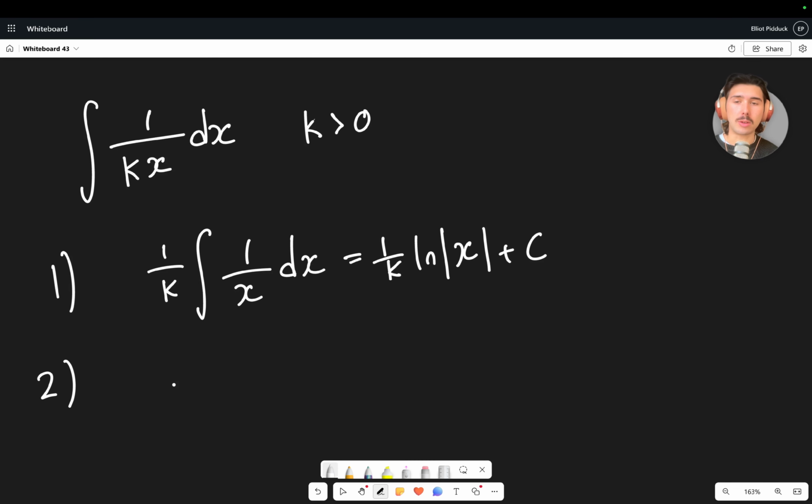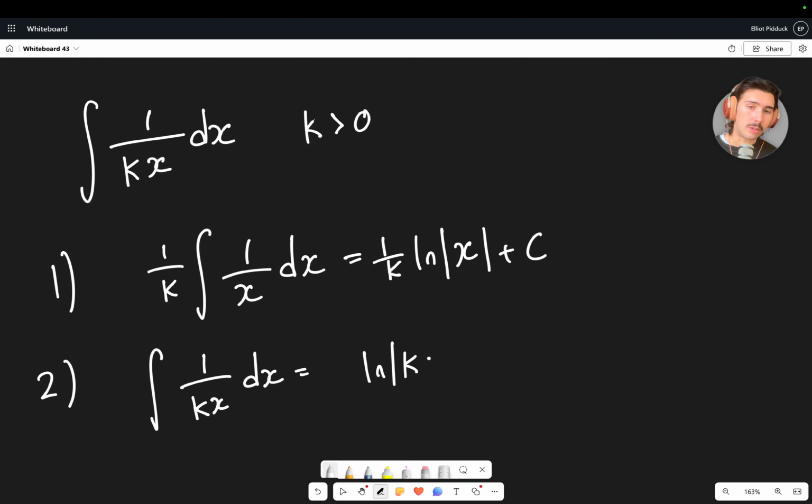So second method. We don't take the 1 over k out, and we just leave it as 1 over kx, and we directly integrate it like that. So it's definitely going to be something times the natural log of the absolute value of kx. Now, to think about what constant would have to go on the outside, we can differentiate the natural log of kx and see what we get.